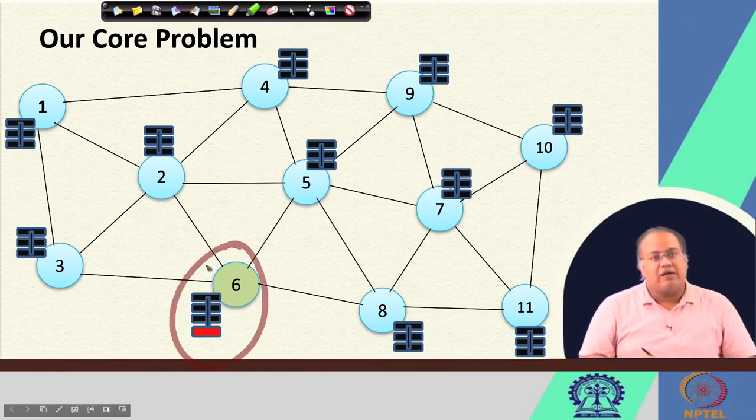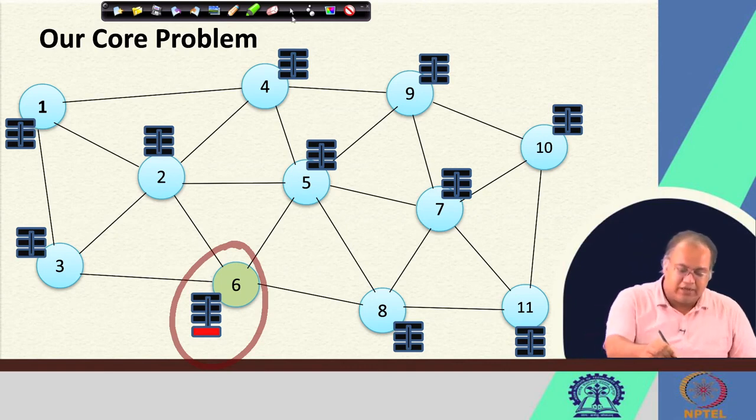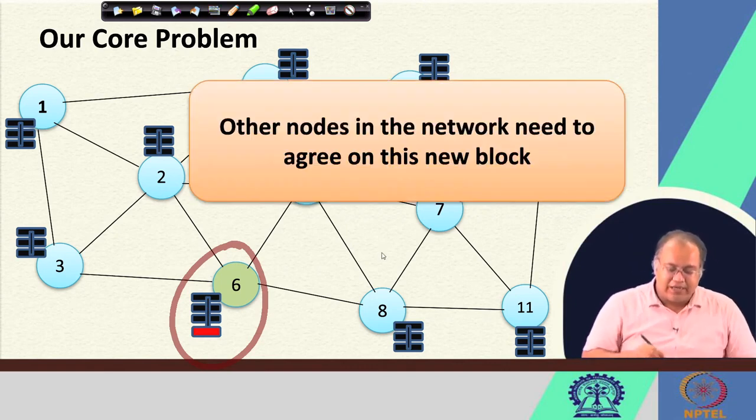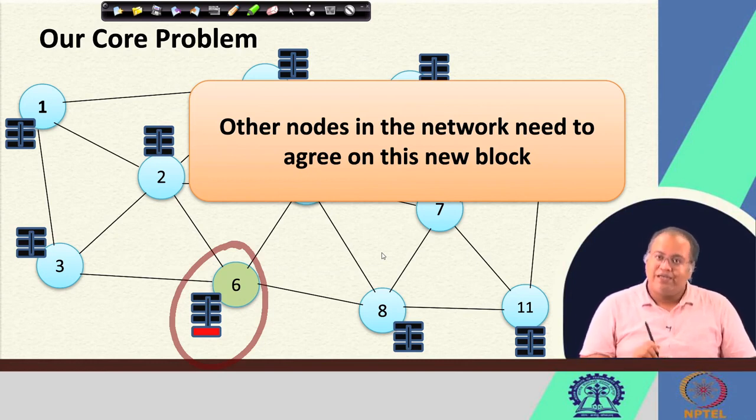Now when node 6 adds this new block in the blockchain, at that time I need to ensure that all other nodes in the network agree on this new block, and they need to add this block to their copy of the blockchain. So, this is the kind of problem that I have to solve while I am going to design blockchain.